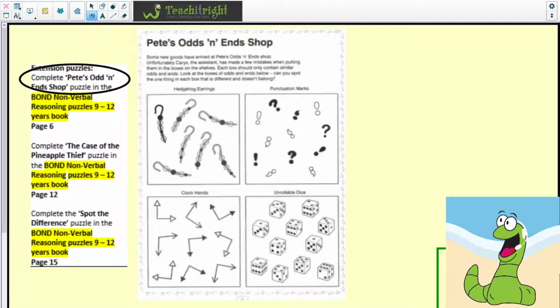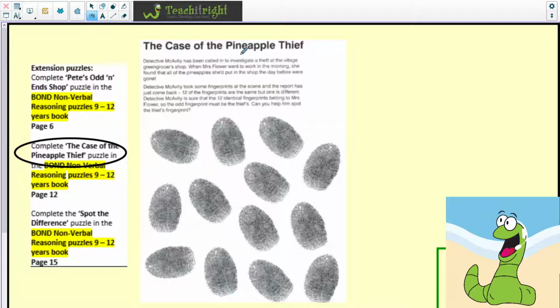With this one, you've got to try and find the one that is different, I think, from the rest. So that hopefully will be a fun puzzle for you to have a go at. And then we've got the case of the pineapple thief, which you might like to have a go at as well. And then we've also got spot the difference, which is always good fun to have a go at doing. So we've got 3 different puzzles that you might like to have a go at here.